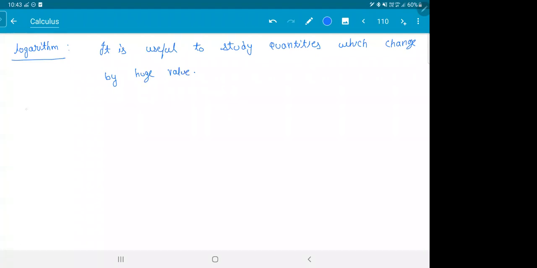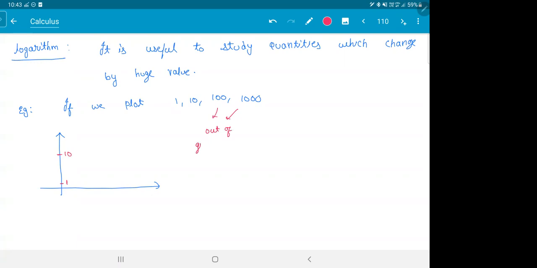For example, imagine you have to plot 1, 10, 100, 1,000 on a graph. See the limitation, look at this issue which we get. So you will say this is 1. How much should 10 be? 10 times of this, no? Where should 100 be? Out of the graph, no? If you see, 100 and 1,000 are out of the graph, they are just too big. You can't plot them.